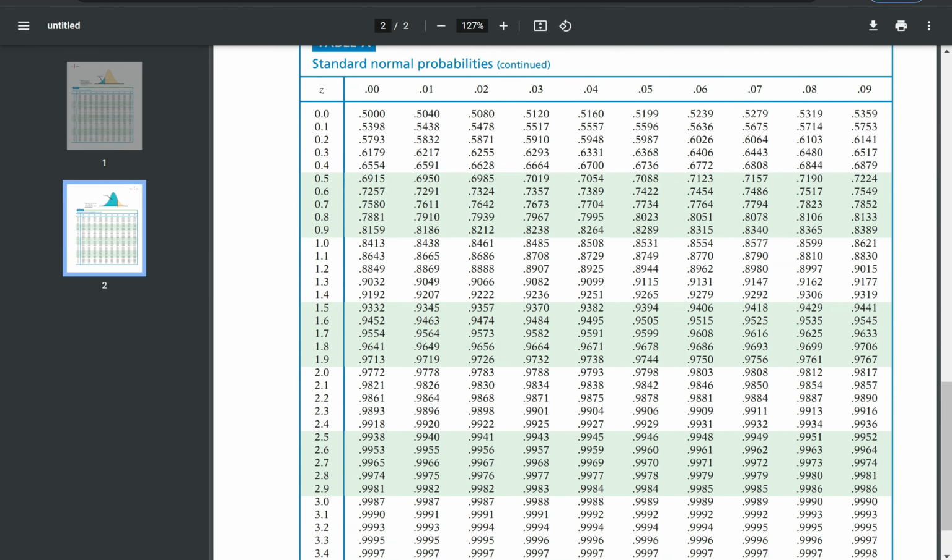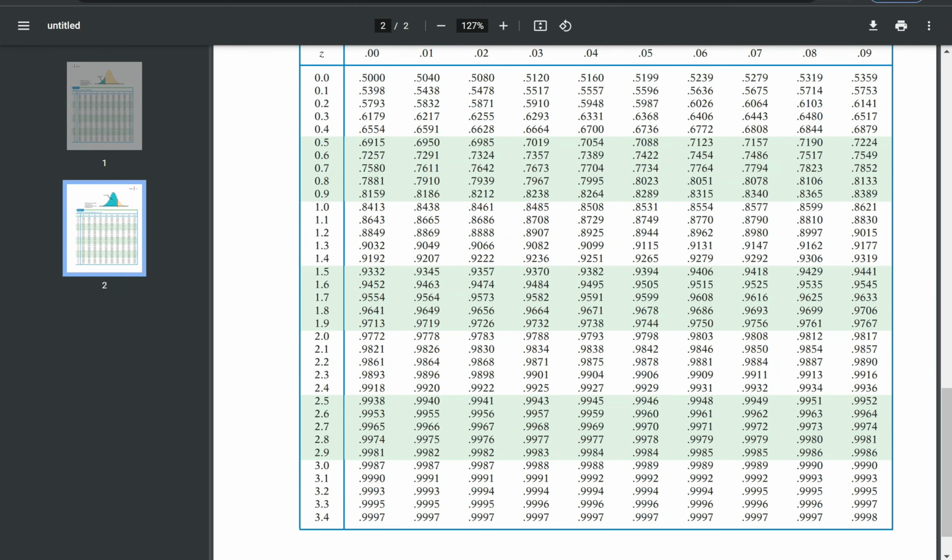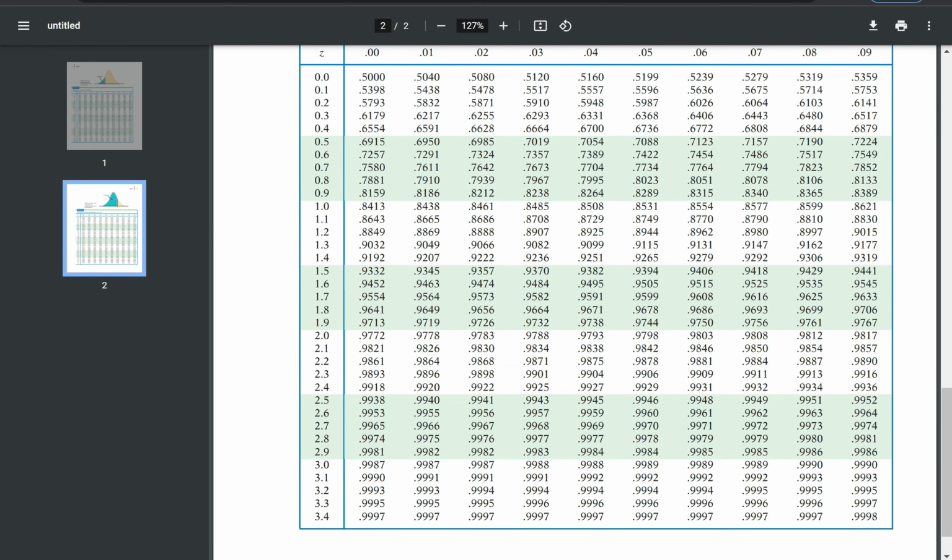So I scroll down and I get to 1.0, and then I'll go across to 0.06, right? The 1.0 and the 06. Where they match up is way over here, and it says 0.8554.